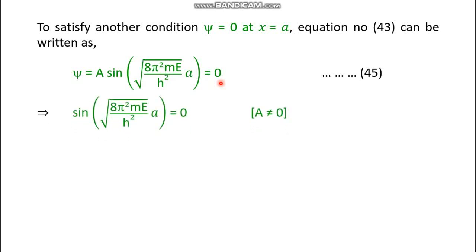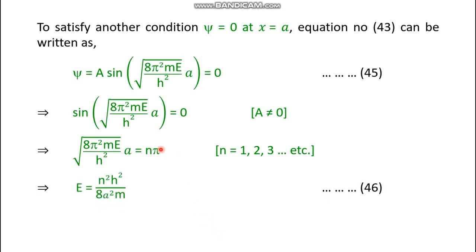By solving this, sin theta equals 0, because its coefficient A is not equal to 0, a is not equal to 0, so the sin theta value will be 0. Here the value of theta is nothing but root over 8 pi square m E by h square a, and that value is 0. If this is 0, then what is the value of theta? The value of theta is n pi, where n is a positive integer. Actually for sin theta it can be both positive and negative integers, but here the negative values of n cannot be accepted because this is actually the quantum number. Quantum number can never be negative or 0.